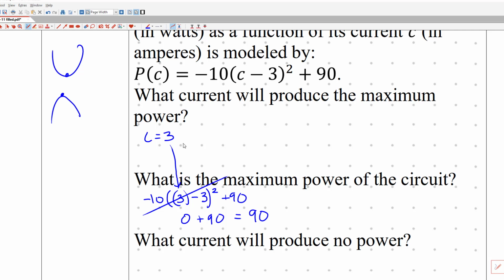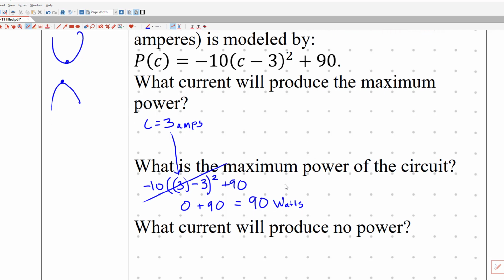0 plus 90 is just 90 watts if you're using units. And I guess if I was using units, I would say amps up here. So I can say amps, or amperes if you want to be official, and then 90 watts. I always thought watts was capitalized, but maybe it's just lowercase. But anyway, there's your answer, 90. You don't have to worry about the units for Khan Academy because it does the units for you.